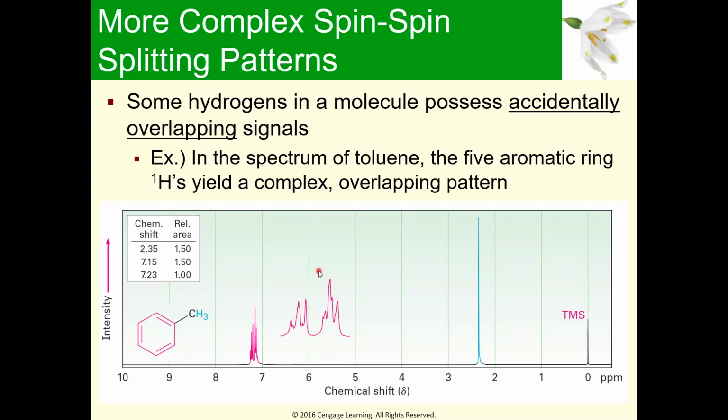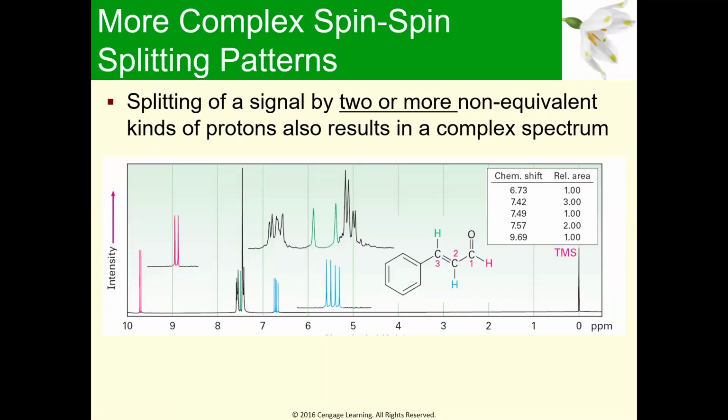Okay, so some hydrogens in a molecule just accidentally overlap. If you have splitting by two or more non-equivalent kinds of protons, it just gets more complicated. So what I'll do is focus in on this blue signal right here. If you zoom in, you can see that it's 4 peaks, but it's not a quartet because the heights don't match the pattern for a quartet. In a quartet, the two spikes on the ends are smaller than the two spikes in the middle. So this is not a quartet.